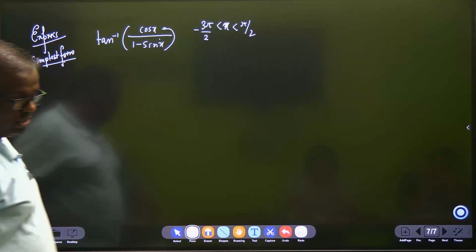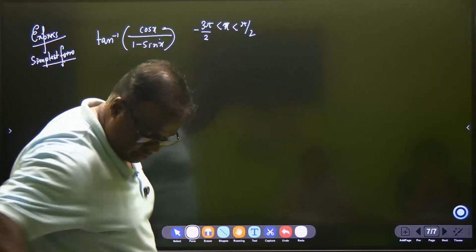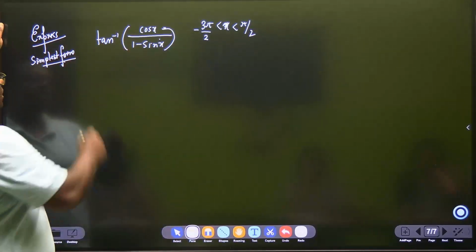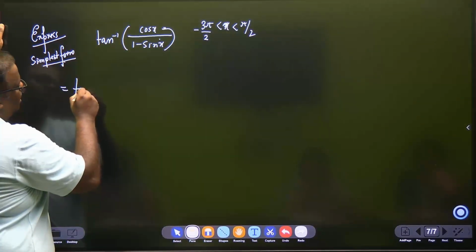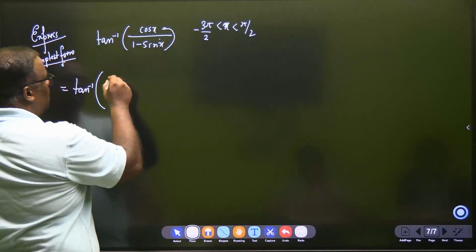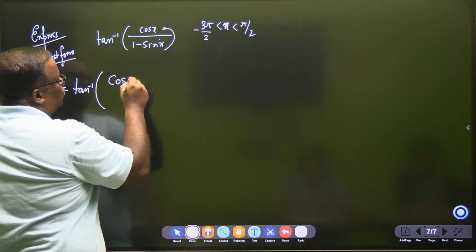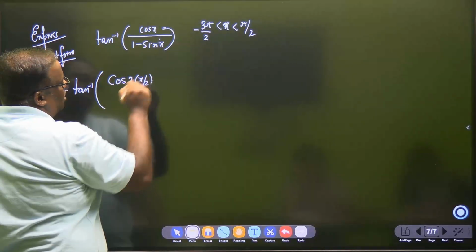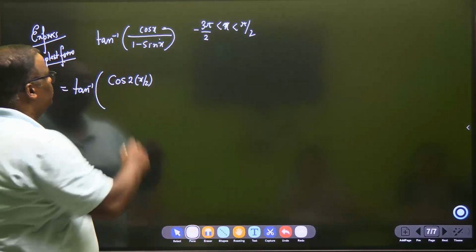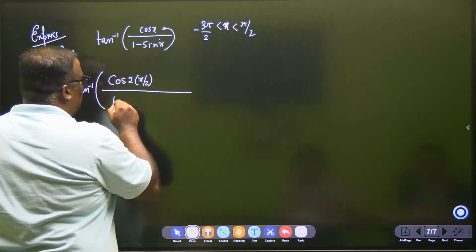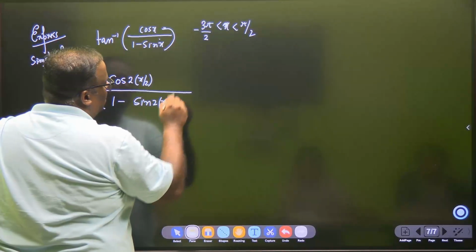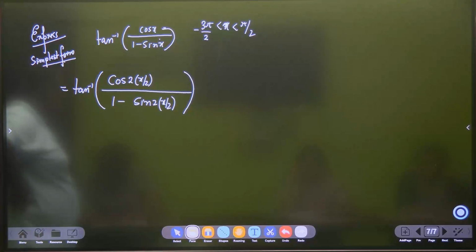Now here we will have a lot of formula application, right from the formulas of cos 2 theta. This can be written as tan inverse. This is all trigonometric jugglery. Cos, I can write it as cos 2 times x by 2, meaning I'm bringing it in cos 2 theta format. Agreed? 1 minus sine 2 times x by 2. Can I do this?